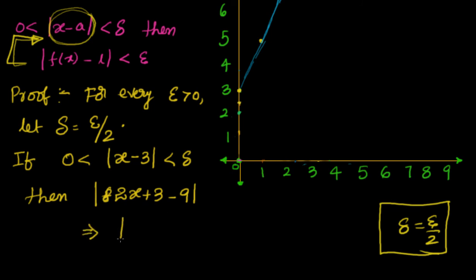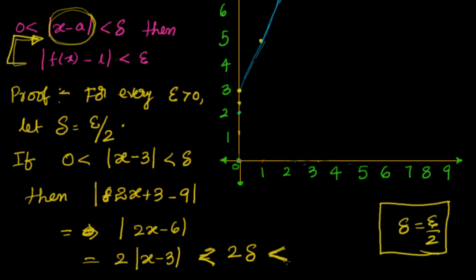Okay, let us see how I will do. I will now say that |f of x minus L| is equal to |2x minus 6|, that's nothing but equal to 2 into |x minus 3|. Now what is |x minus 3|? |x minus 3| is less than delta. So can I say less than 2 delta? That is nothing but 2 into delta, which is epsilon by 2. So 2 cancels, and this is less than epsilon. So this is how you prove.